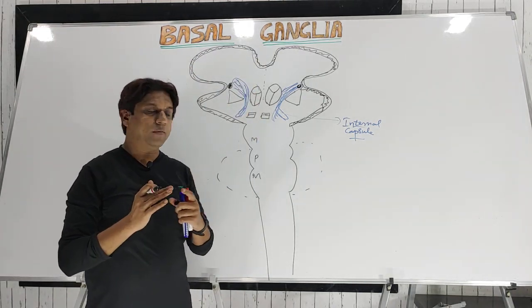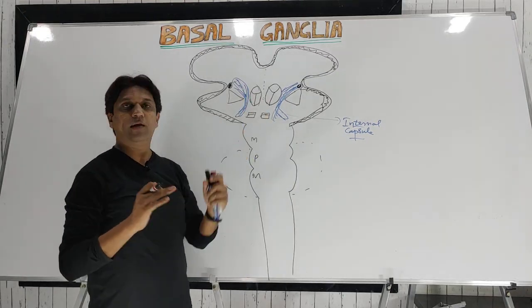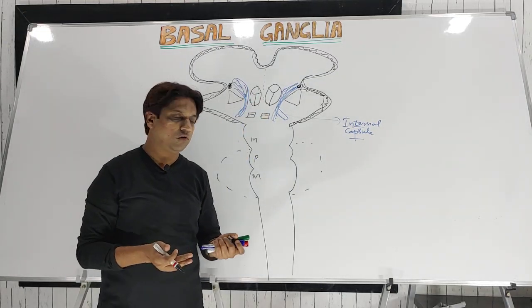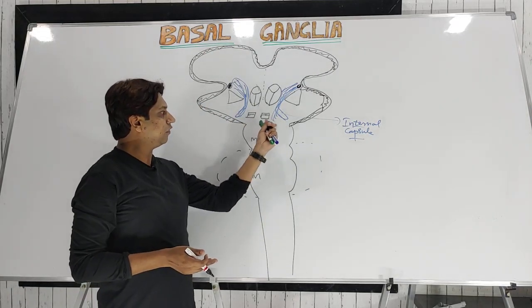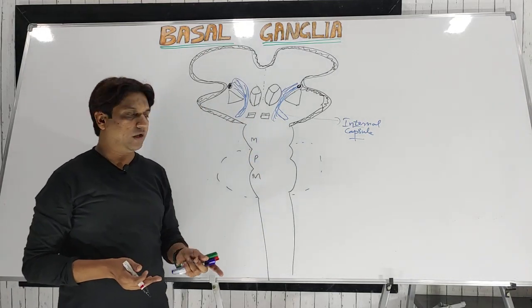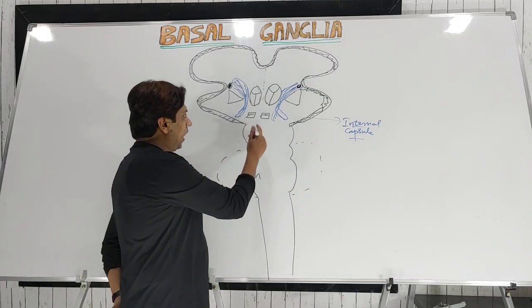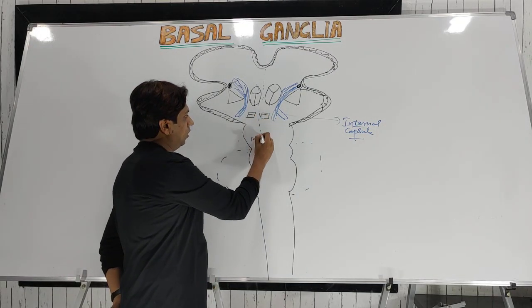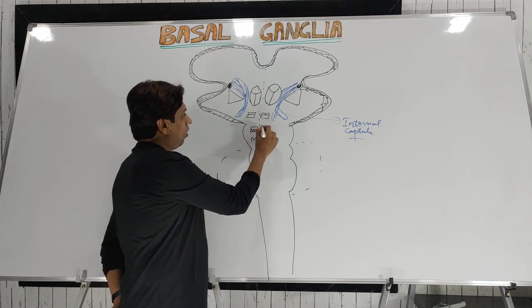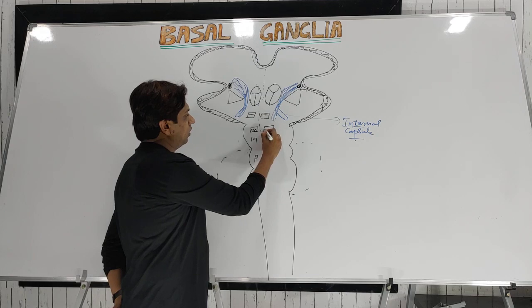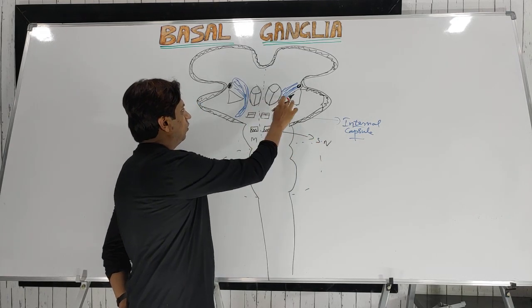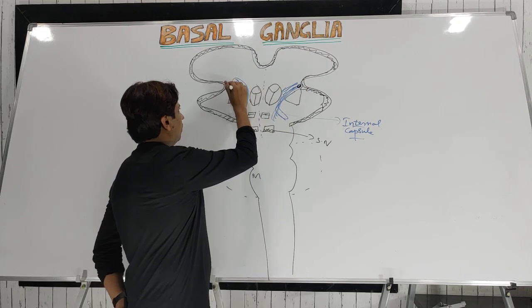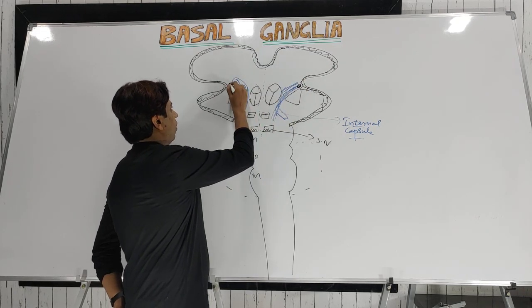Technically speaking, it is nuclei, basal nuclei. It's a misnomer. It is basal nuclei because these are present at the base of the forebrain. Now in the midbrain, again there is a mass of gray matter in the upper part. This is called substantia nigra. This is subthalamic nuclei, this is lenticular nucleus, and this is caudate nucleus.